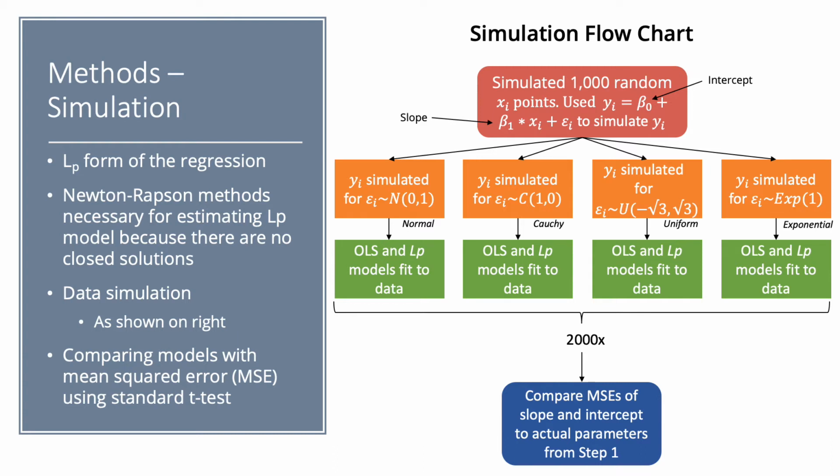Thanks to RStudio, we simulated lots of data in 4 sets of classes where each class exhibited errors with a normal, Cauchy, uniform, and exponential probability distribution, respectively. We then fit OLS and multiple LP regression models over the data, with p's ranging above and below 2. After many repetitions, we compared the regression coefficients of the OLS and LP regression models by using the mean squared errors, or MSEs, of the regression coefficients to the simulated data's actual parameters using standard t-tests.